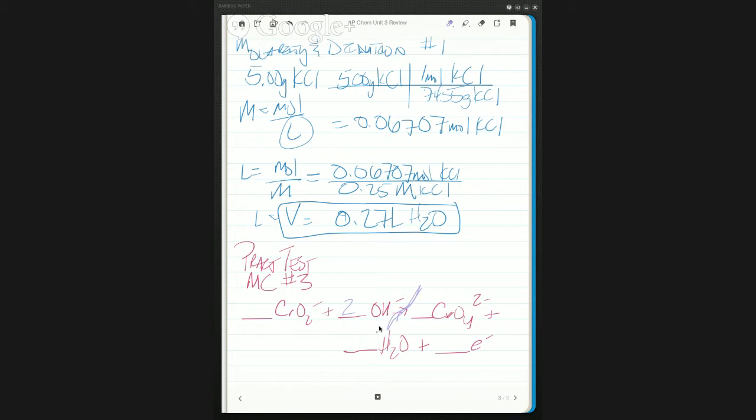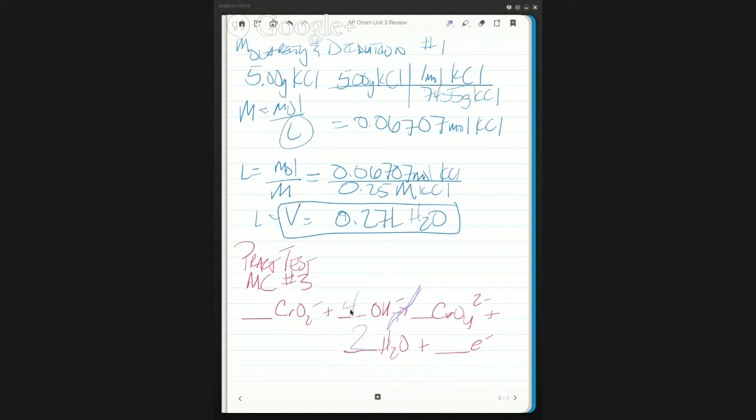And the number in front of the OH minus is going to have to be an even number, because this is an H2 and there are no other H's on the right-hand side. So whatever number we pick for the OH minus is going to have to be even because of the H2 right here. So I'm going to make this a double here. So that means that I'm going to change this to a 4.